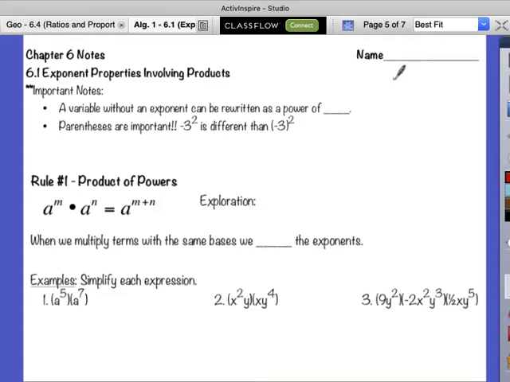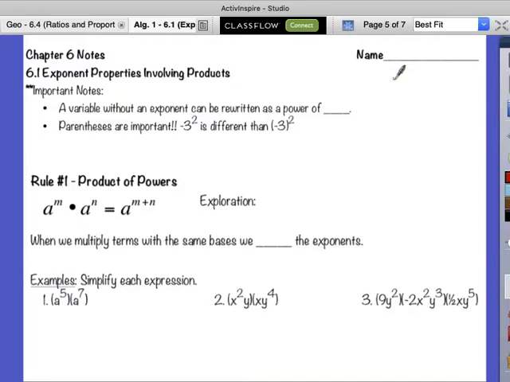Algebra 1B, and on Thursday we're back here right now. We did test corrections this day. So SFBA students will be able to use and understand concepts of integer exponents, 6.1. Use and understand concepts of integer exponents. We're going to do a lot of exponent rules.